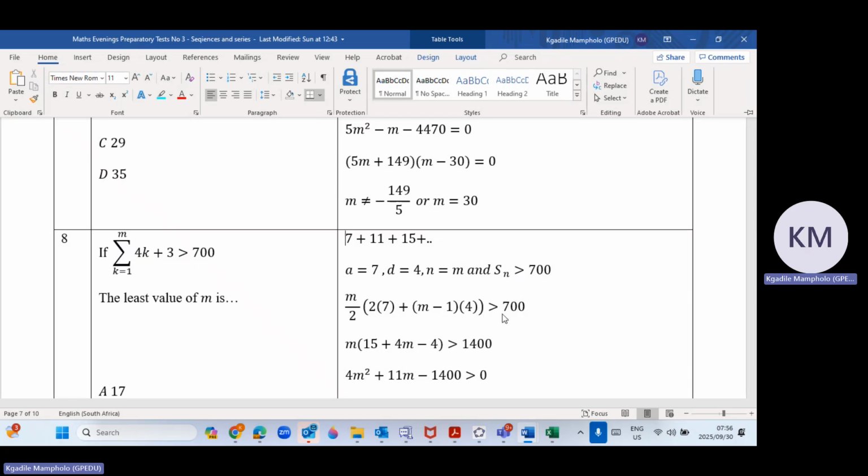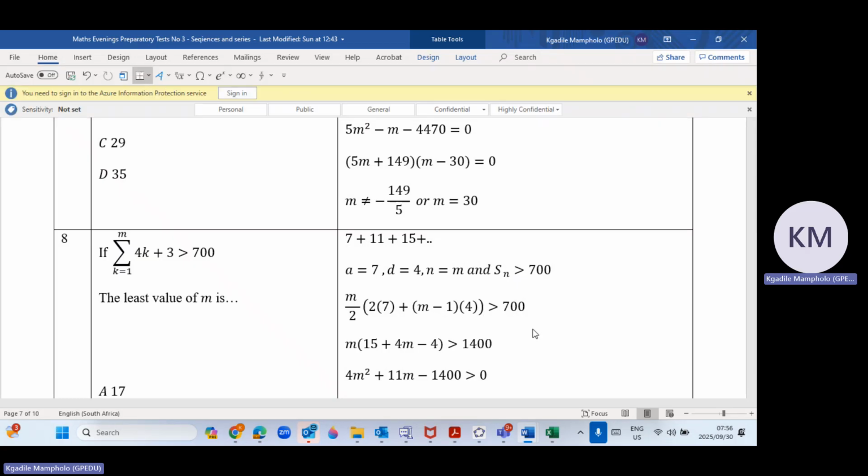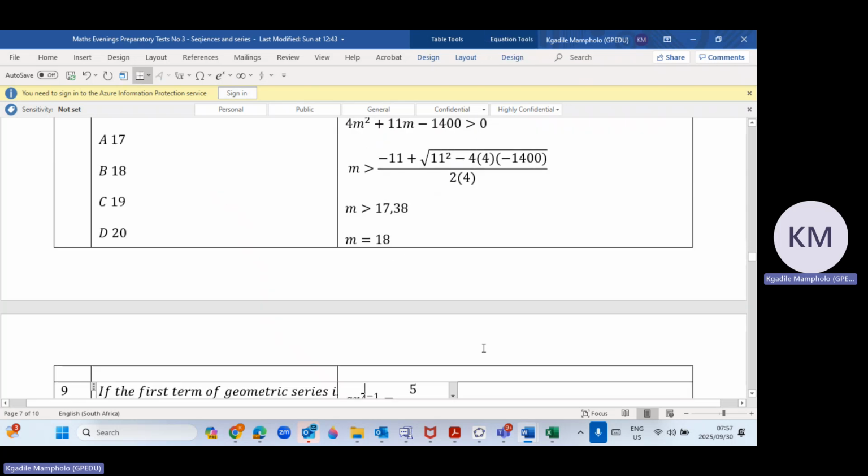Now, times 4, greater than 700, I mean to say. Now, you multiply through by 2. Then you have 700 times 2 to be 1,400. Then you clear the brackets, you take 1,400 to the left, you use the quadratic formula, and you'll find that m is greater than 17.38. Because for greater than, the closest will be what? 18. It means the least value of m is 18. Why do we say the least? Because 19 is also greater than 17.38, but the smallest value will be 18.